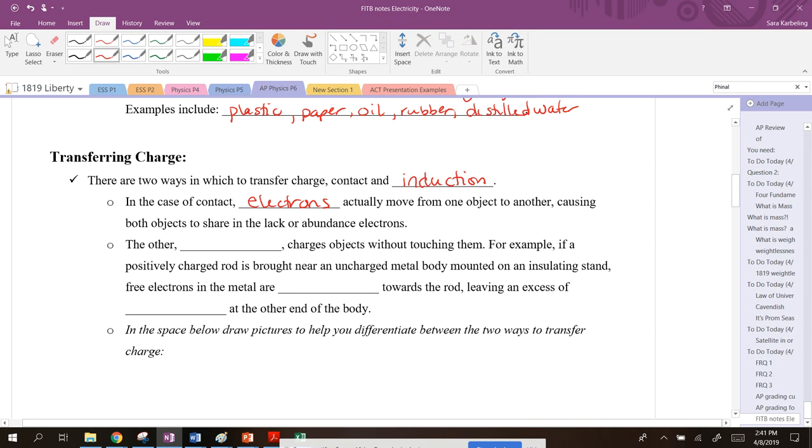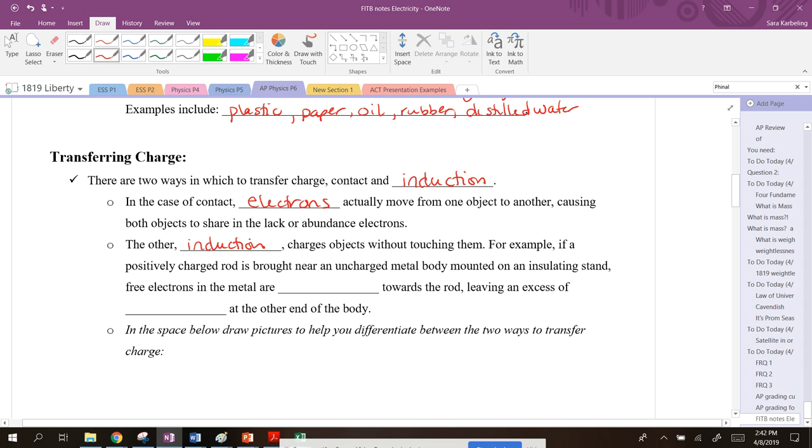In the other, induction, that one was pretty easy. Induction charges objects without touching them. This is the one that you are much less familiar with, likely. Okay? Most people have not seen this one or seen it demonstrated, so we're going to do this real quick in just a sec here.